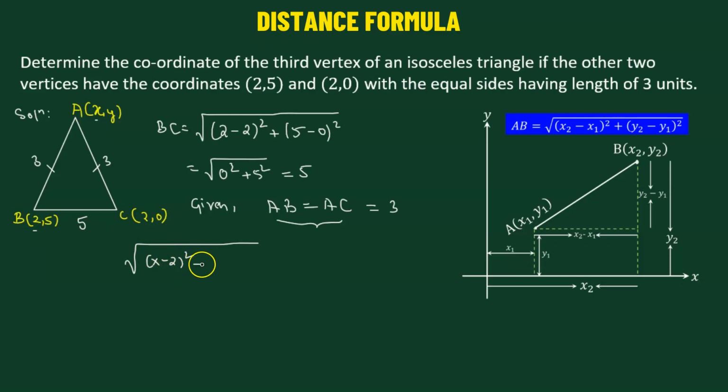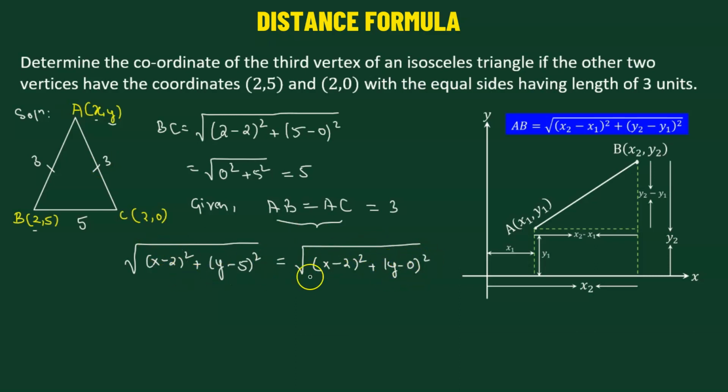We're going to square it and then add it to the difference of the y coordinates. So take the y coordinate of A, which is y, and the y coordinate of B, that's 5. So we have (y minus 5) whole squared. This is going to be the length of AB that we have obtained by using the distance formula. Similarly, we can obtain the length AC. That's going to be given by (x minus 2) whole squared added to (y minus 0) squared.